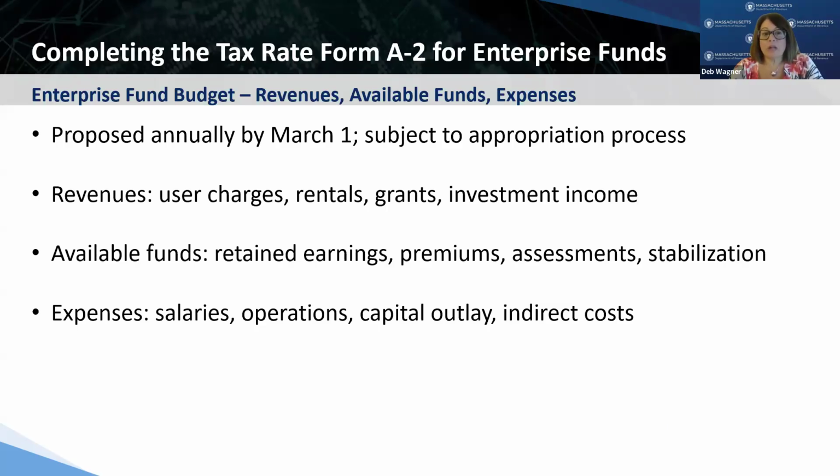Available funds, a lot like the available funds of the general fund, you have retained earnings, which we're going to cover in a minute, premiums, assessments, like something like betterment assessments, and also stabilization funds. You can have an enterprise fund stabilization fund. It will not be accounted for in the enterprise fund. It will be in the trust funds, just like a regular stabilization fund would be. But it would be for the enterprise fund purpose. It would usually be funded by a vote from retained earnings. Again, we're going to cover that in a minute.